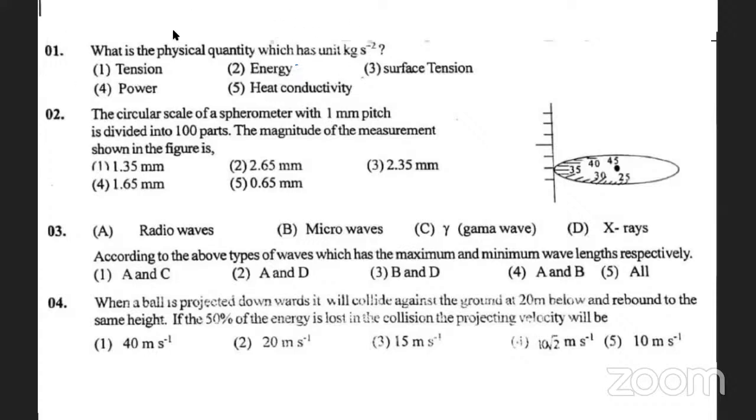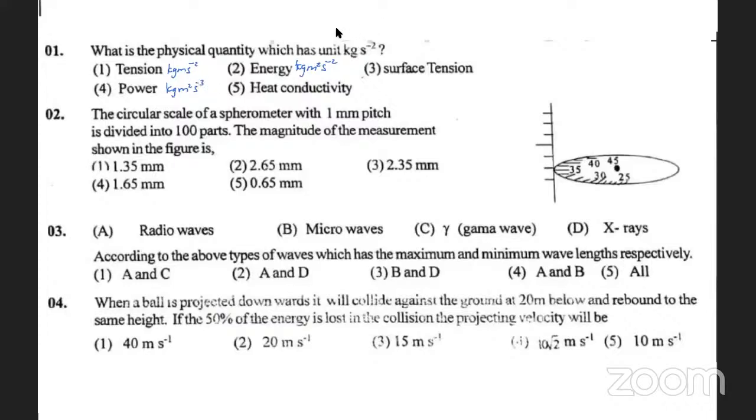Kilogram second minus 2, it is fundamental SI unit. Tension is a force, so it has kilogram m s minus 2. That can't be the answer. Energy is kilogram meter squared second minus 2. That can't be the answer. Power is kilogram meter squared second minus 3. That also can't be the answer.